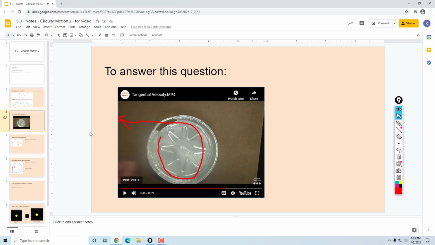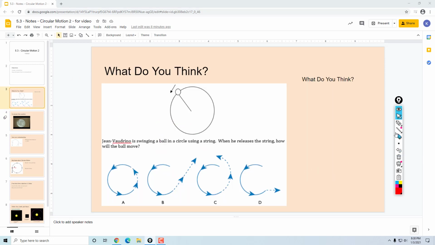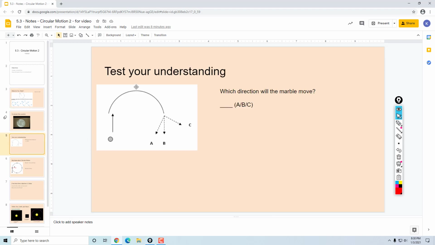See? So what did we learn? We learned that when there's no force, it has to go straight. So that's why the answer has to be B, in the direction that it's already going. A is not straight, C is not straight. D keeps going, but it changes direction. It can't change directions. So for this one, the ball's going to come this way, and then it will keep going straight in the same direction. B.